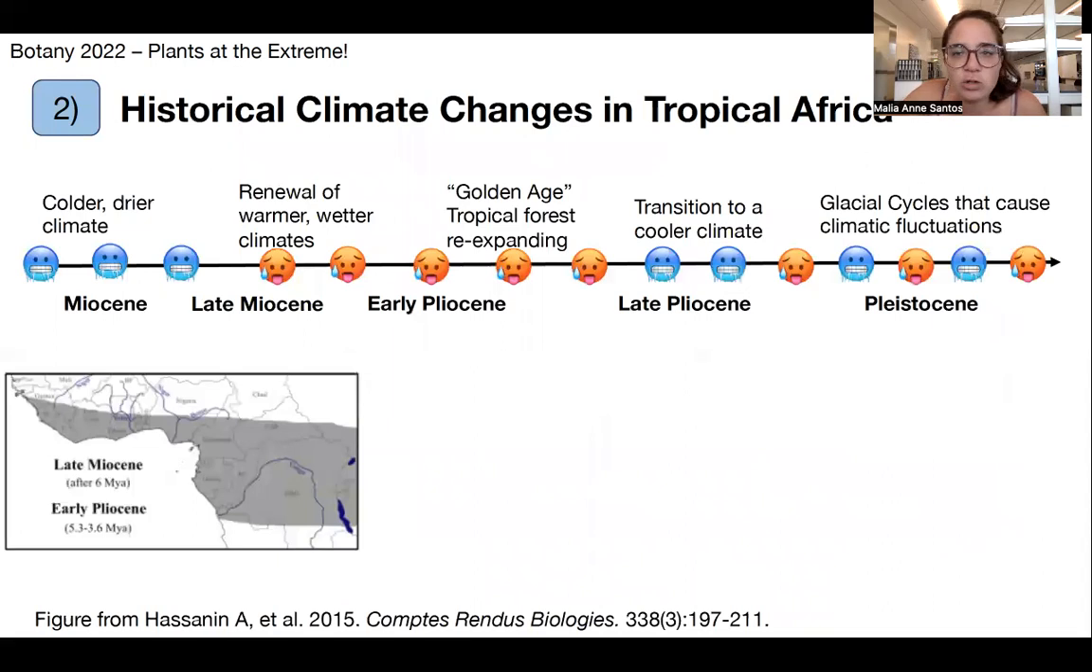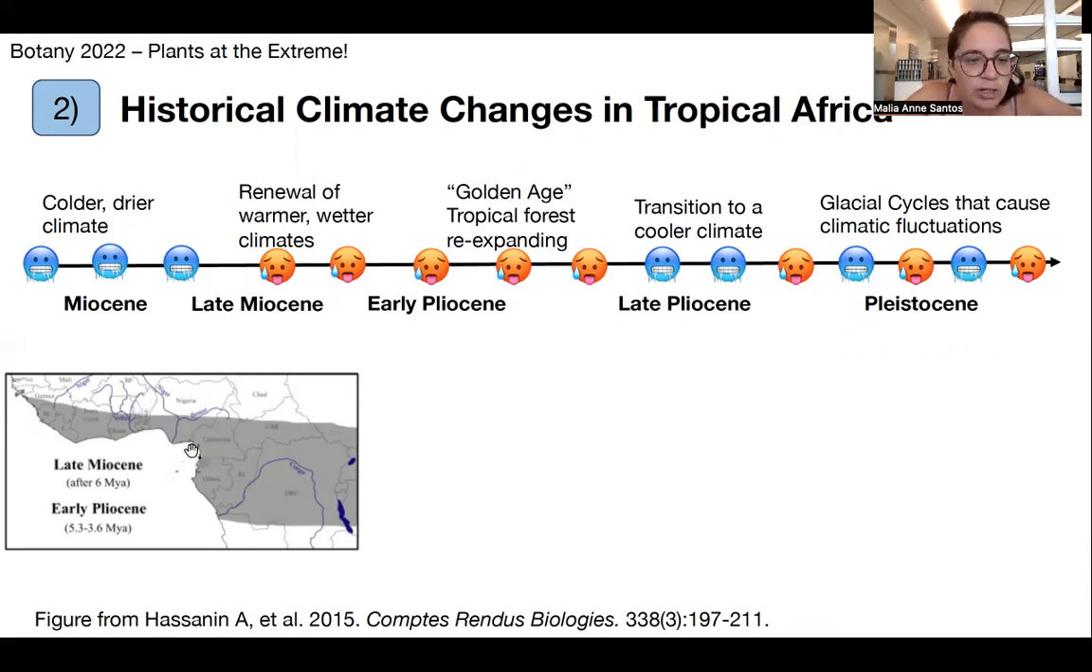Before we get into this, I do want to go over some of the historical climate changes in tropical Africa because you may not be aware of it. But in the Miocene, we had this colder and drier climate denoted by my cold emoji face. And then as we transition into the late Miocene, we have a renewal of warmer and wetter climates, as denoted by my hot emoji face. And this renewal of warmer and wetter climates extends all the way into basically the mid-Pliocene, which is sometimes referred to as the Golden Age, where tropical forests have re-expanded.